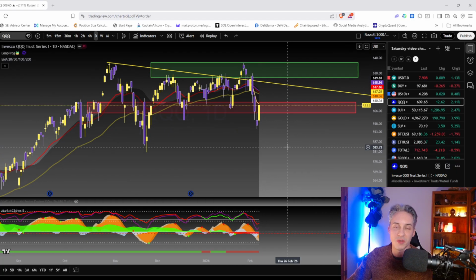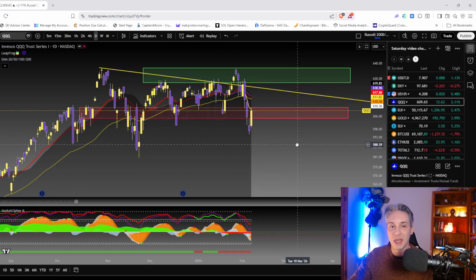The QQQs are the NASDAQ. This is my NASDAQ indicator. We've been looking at this basically since the inception of this show, and it's basically been downtrending. You had a false breakout here.